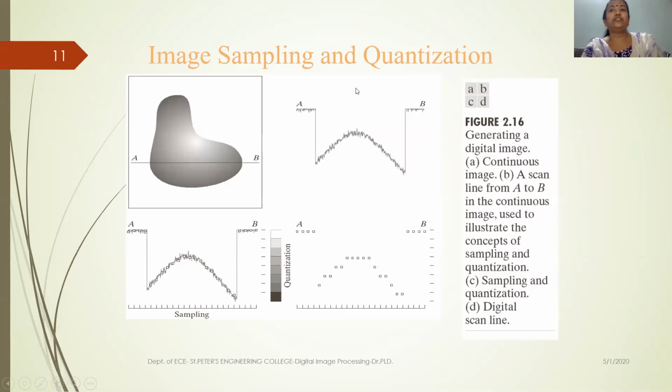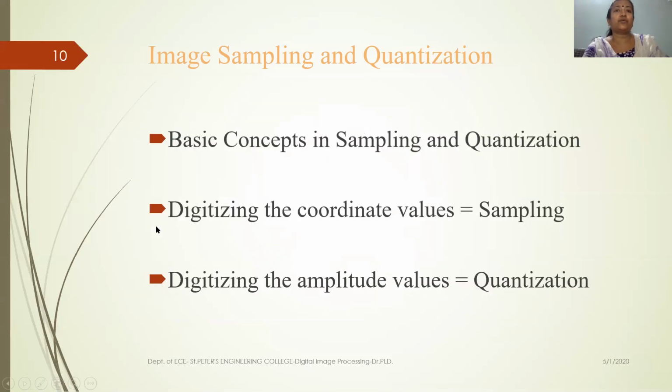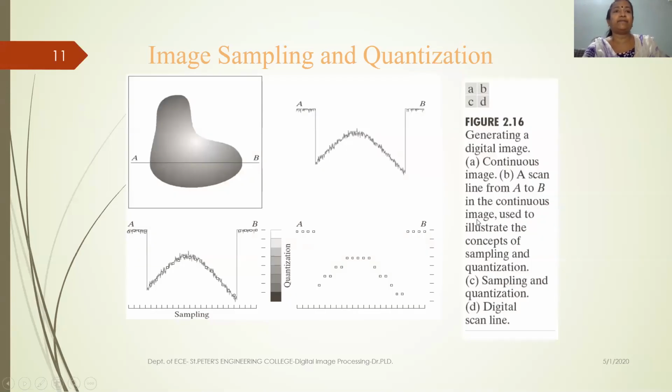This figure shows a scan line from A to B in the continuous image, used to illustrate the concepts of sampling and quantization. With this example we explain sampling and quantization. After extracting this, you do the sampling over it as well as quantization. What is meant by sampling? Digitizing the spatial coordinates, that is digitizing the coordinate values. Digitizing each and every coordinate, these small squares represent the digitized spatial locations.